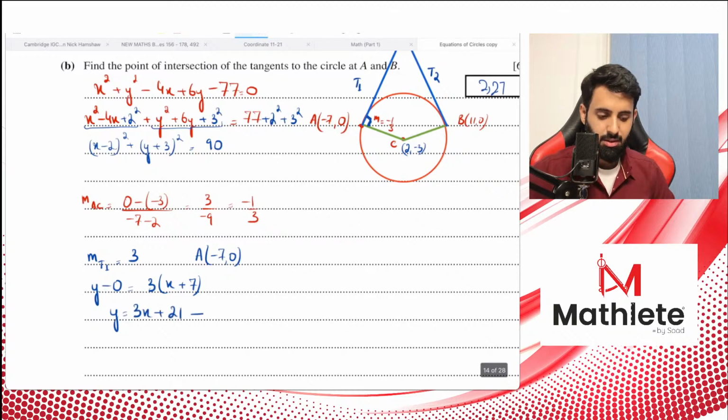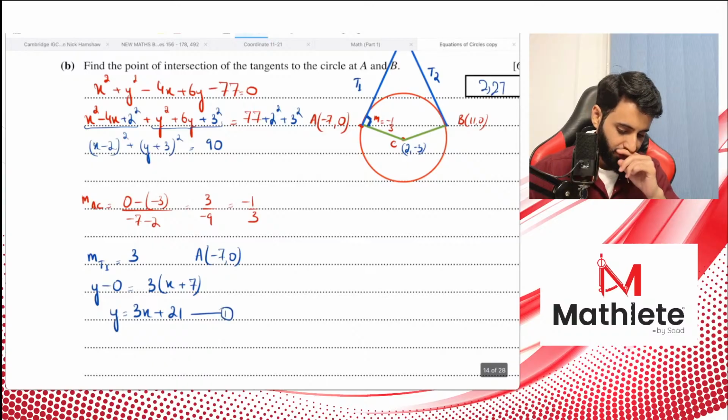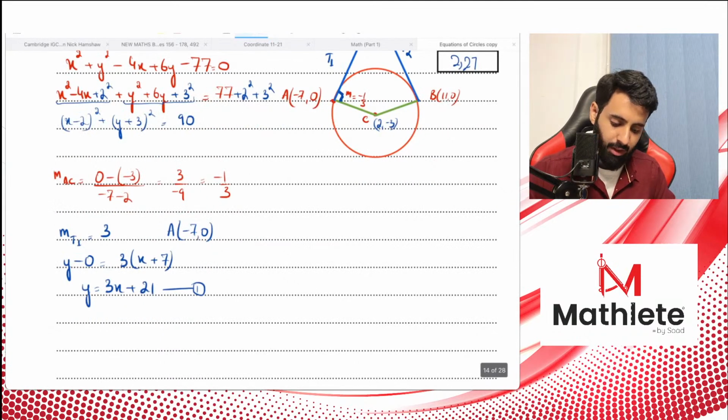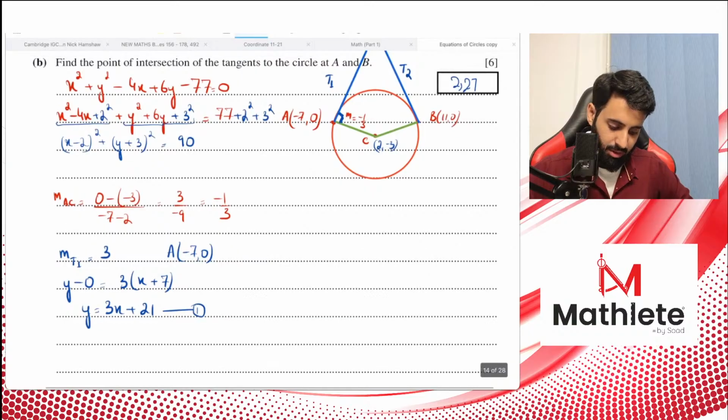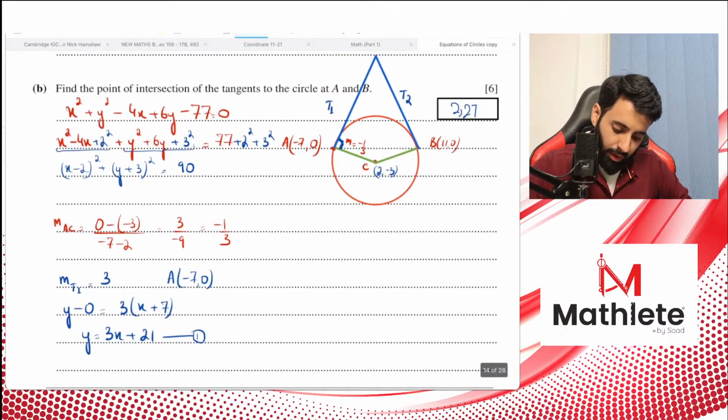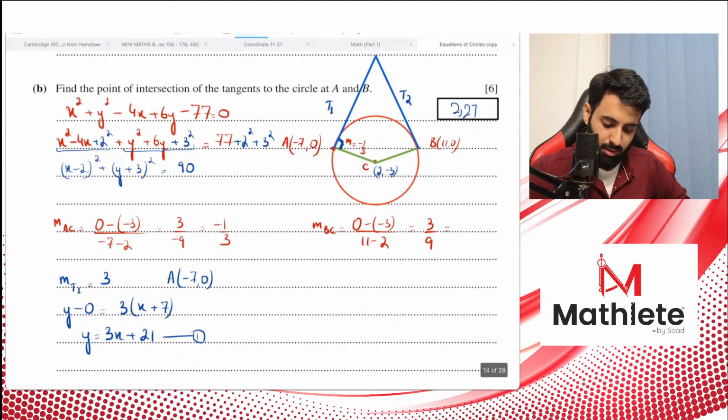So we park this on the side for now. And now we have to find the other equation, the equation of T2. Let's find the gradient of BC, for which we will do 0 minus -3 over 11 minus 2. So 0 minus -3 is 3, 11 minus 2 is 9. So the gradient is equal to 1/3.